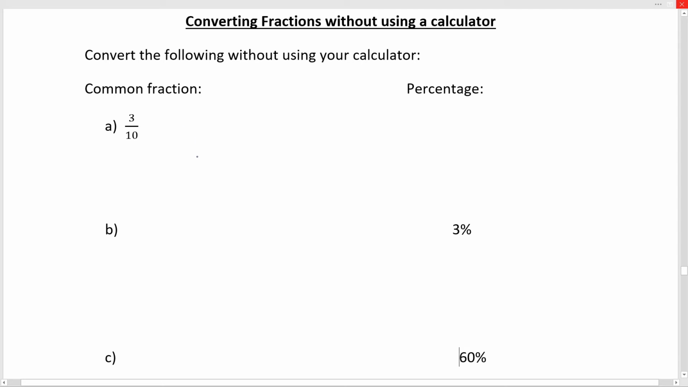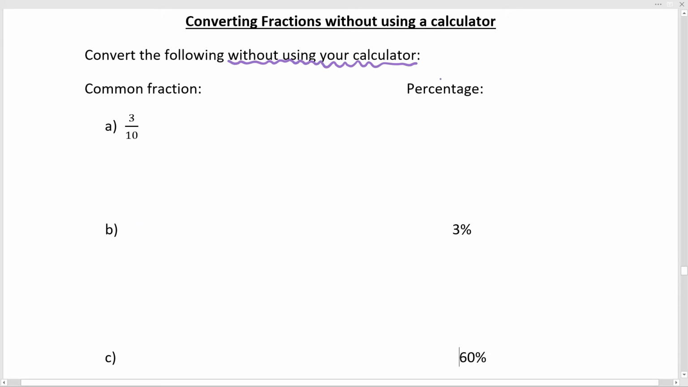Let's look at how to convert between common fractions and percentages, but without using a calculator. Now obviously you're going to have a calculator with you, and you're definitely going to check your answers on a calculator, but we do need you to be able to work with these numbers without the calculator.